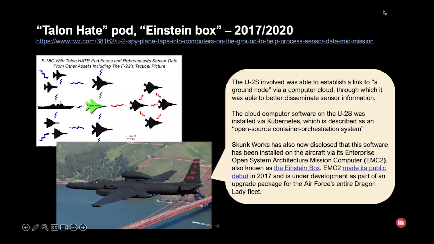So, you know, the future of data links, we've seen the Talon HATE pod come along, which tries to bridge the gap between F-22s and F-15s. That was tested in 2017. And then more recently, the Einstein box deployed on a U-2 that was tested in 2020. There's probably classified information that is a lot more detailed than this, but there's a continuing need for better networking for air-to-air combat. And these are some of the more recent examples of the U.S. Air Force trying to innovate for that, for the whole force, not just for the Air Force. Yes.